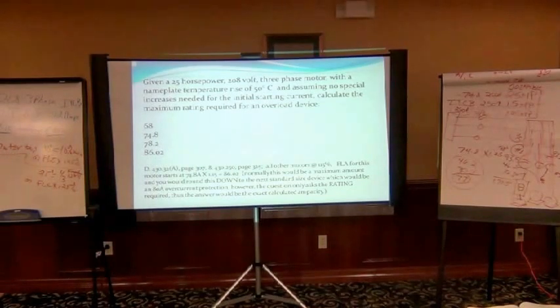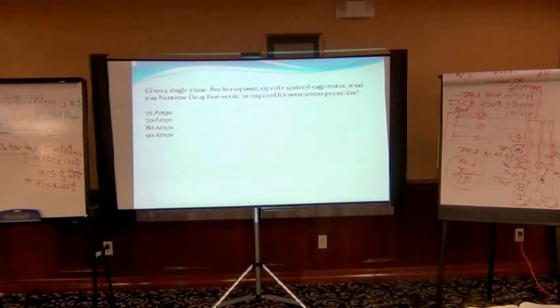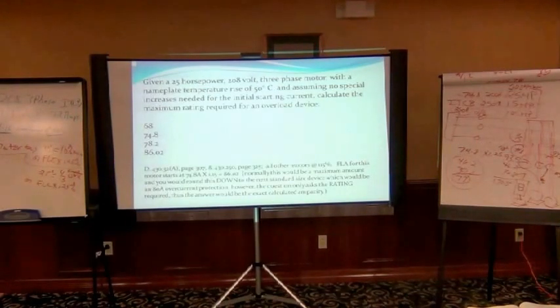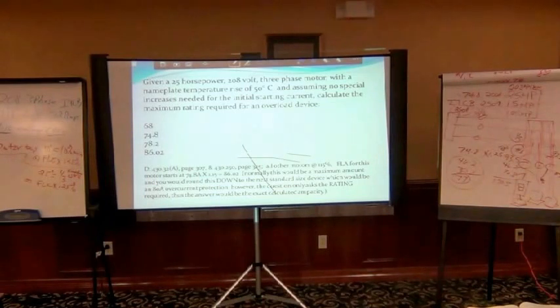Okay? So going back to 430.32(A)(1), now they don't give you a nameplate value for it, so all you can do is just take the table value. So you're going to have to go back to 430.250 because it's a three-phase motor.